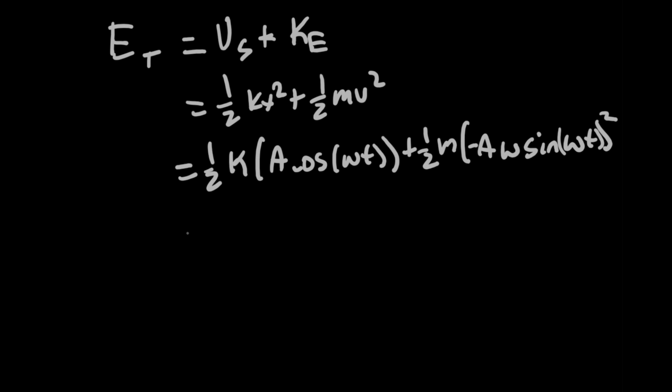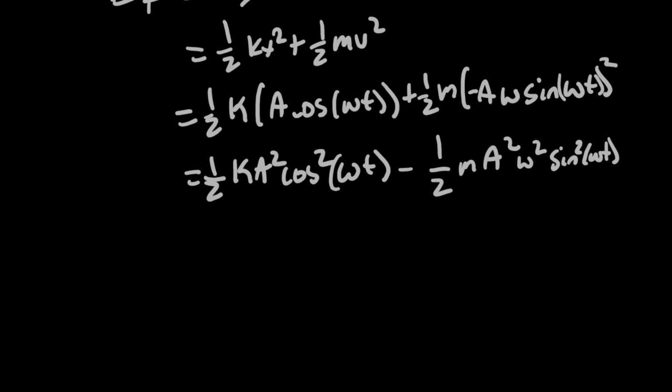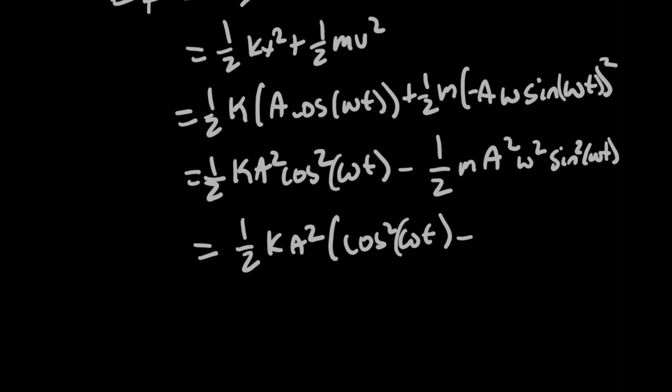The next thing we're going to do is we're going to get 1/2 k A squared cosine squared of ωt minus 1/2 m A squared ω squared sine squared of ωt. We're going to factor some things out here. We're going to get 1/2 k A squared times (cosine squared ωt minus sine squared ωt).